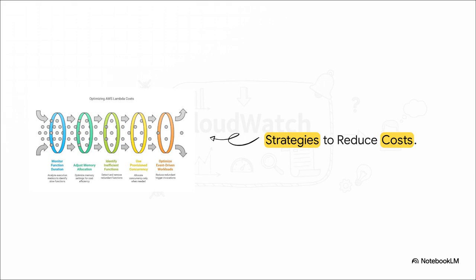Monitoring isn't just about fixing bugs, it's about your bottom line. By keeping an eye on your function's duration and making sure your memory allocation is correct, you are actively saving money on your AWS bill. Efficient monitoring literally equals less money spent.